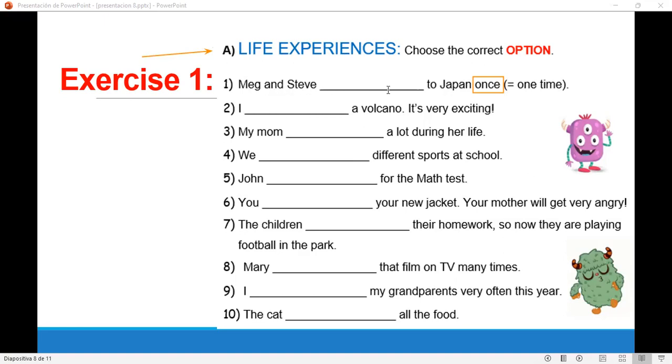So now, let's start. It says, Meg and Steve to Japan once. Okay, ¿qué verbo considera que tendría que ir? Just tell me a verb. Go, you can say be, you can say stay, you can say travel. Estaría bien went. Okay, you say went, but that is the simple past. What is the past participle of the verb? Gone, okay. We can use gone. Another verb, another option. Visited. Okay, we can say visited.